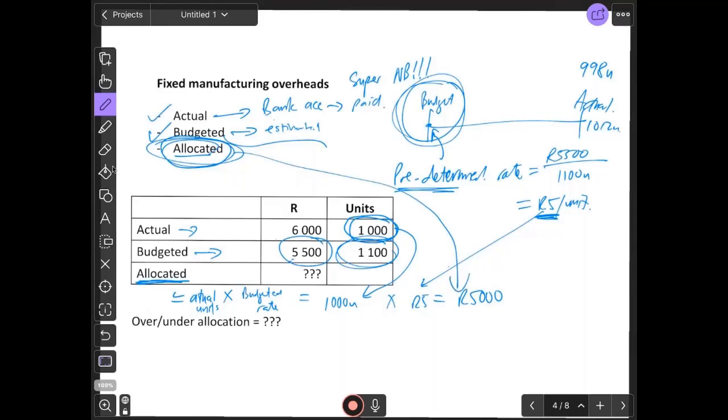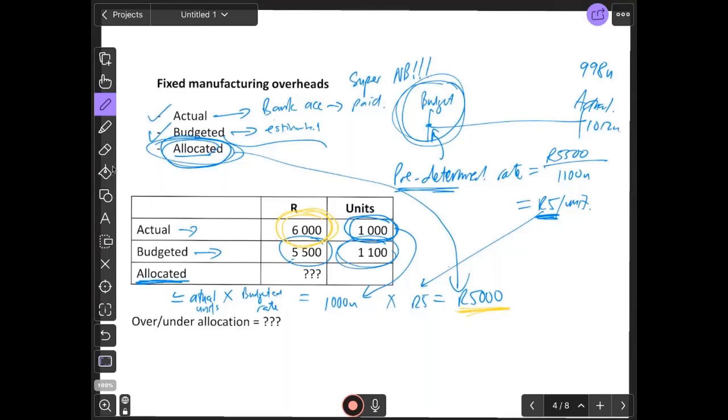But now, just look carefully. We're all accountants and auditors, and we know our actual was 6,000. So how can we have 5,000 in our profit calculation, but our bank account has 6,000 less in it? How do we explain that? That's the reason we show this over or under allocation.